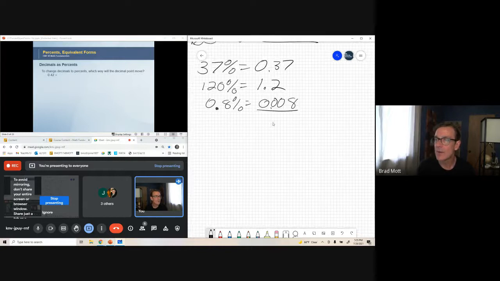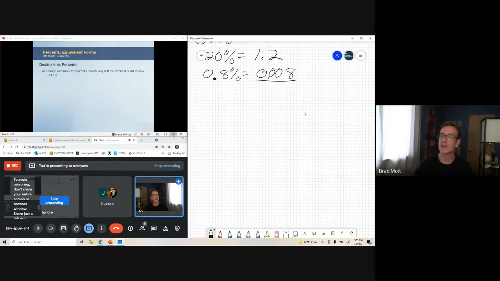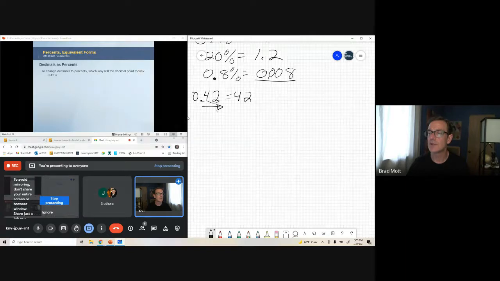So as you may well have figured out, if we're going to change percentages to decimals, we're going to do the exact opposite, 180 degrees, and move decimals to percents by moving the decimal point 2 places to the right. There we go. 1, 2, same as 42%. So the decimal goes 2 places to the right while you're converting from decimals to percentages.